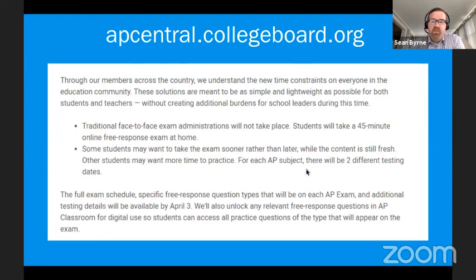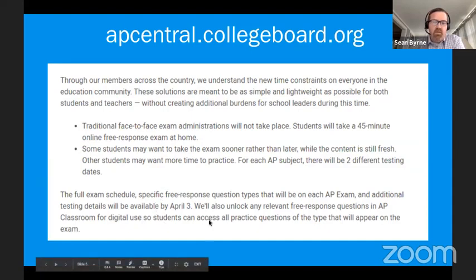Students will be given the choice of two different AP dates. One of them will be sooner. If you feel like you would like to take it right away while the content is still fresh, that's great. If you want some more time to practice, you'll be given that option as well. And again, your teacher will work that through with you, so you should continue to communicate with your teacher about the testing dates. All of this information and lots more details will be released on April 3rd, which is a week from tomorrow.